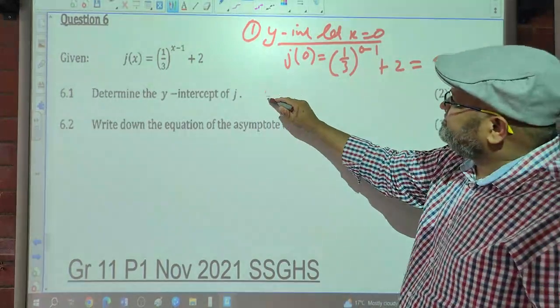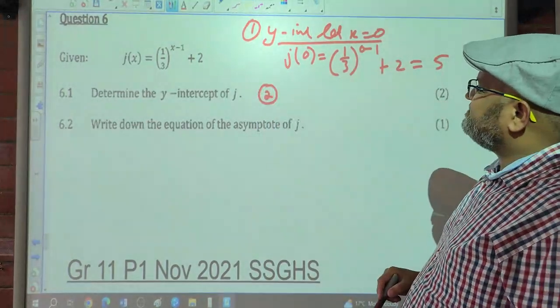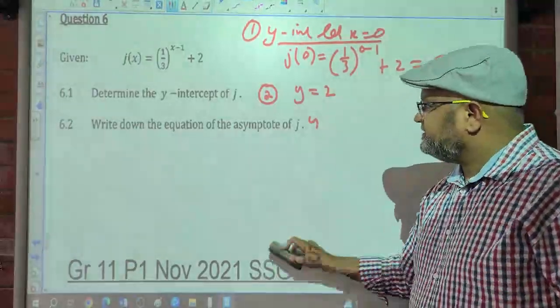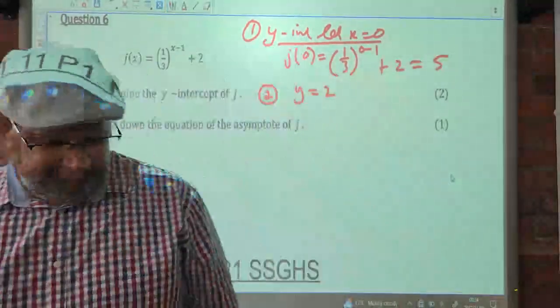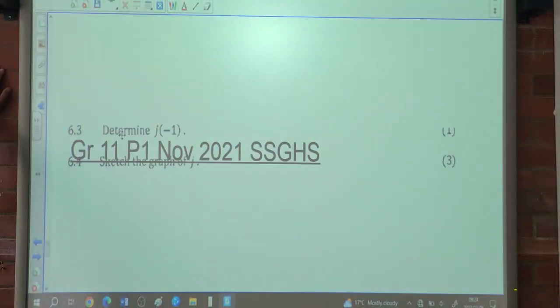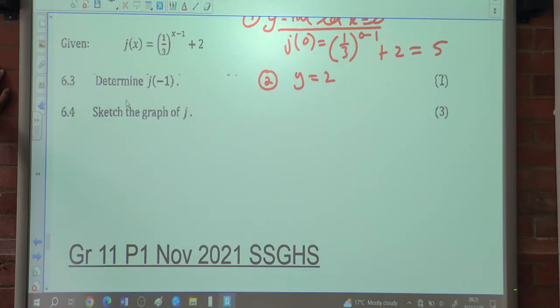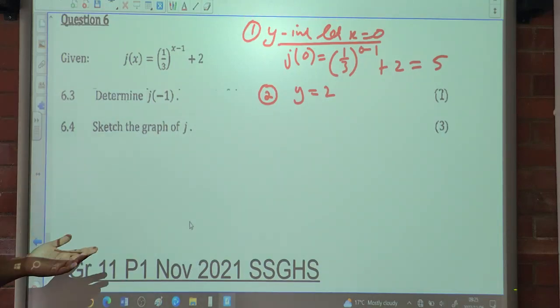Okay, you all agree with that? Number 2. Write down the equation of the asymptote of j. It's simple. y is equal to 2. Now, I didn't ask us to work out the x-intercept. So the x-intercept probably won't exist. Yeah, it won't exist.